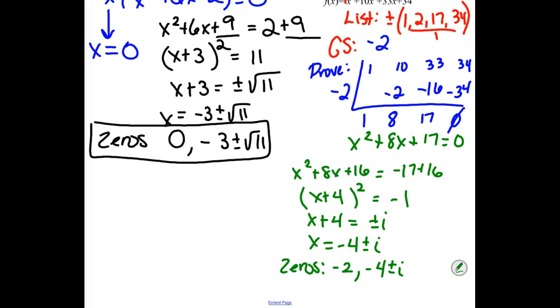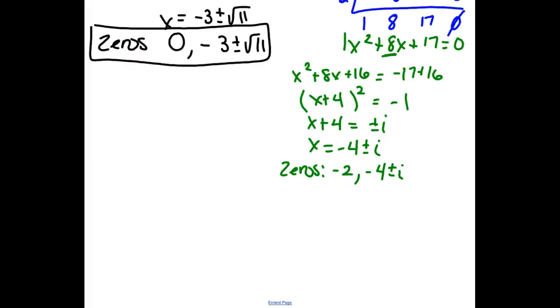Now, I chose to complete the square in the last two examples, and I did that because my first term was a 1, and my middle number here was even, right? So it's easy to cut it in half and square it. If you did not have a 1 as your a value, or you didn't have a nice even number for b, then I'd go to the quadratic formula. It's just faster.